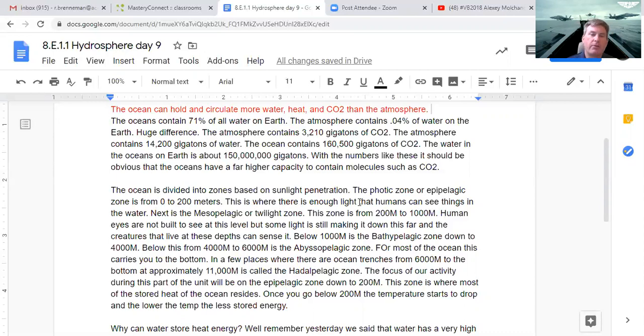So the next zone is the mesopelagic zone, or twilight zone. This zone's from 200 meters to 1,000 meters. From 200 meters, which is basically the bottom of where humans could see, down to 1,000 meters, which is 3,360 feet. That's pretty deep. Human eyes are not built to see at this level, but some light from the sun is still making it down that far, and the creatures who live at these depths can sense it. They've got eyes that we probably wouldn't recognize as eyes. They probably don't look very much like ours, but they still can sense some of that light.